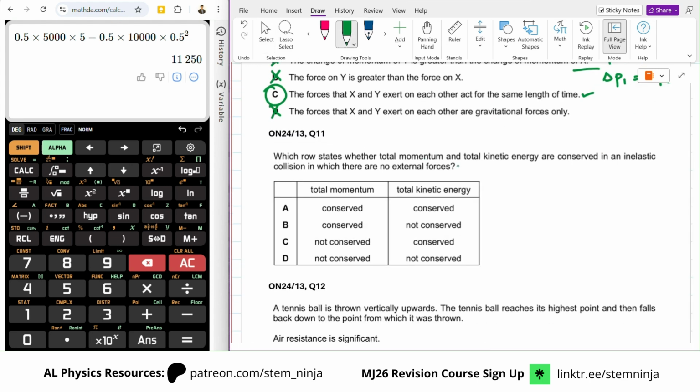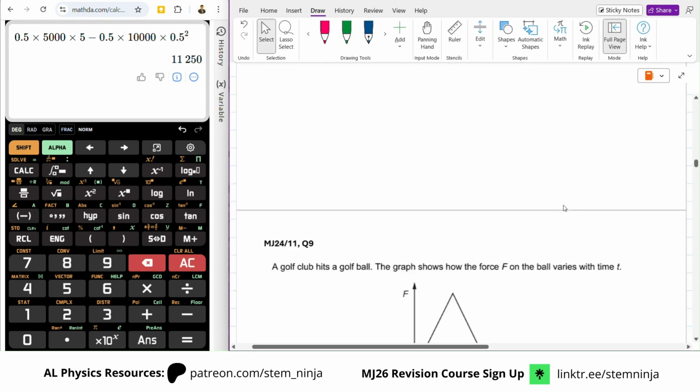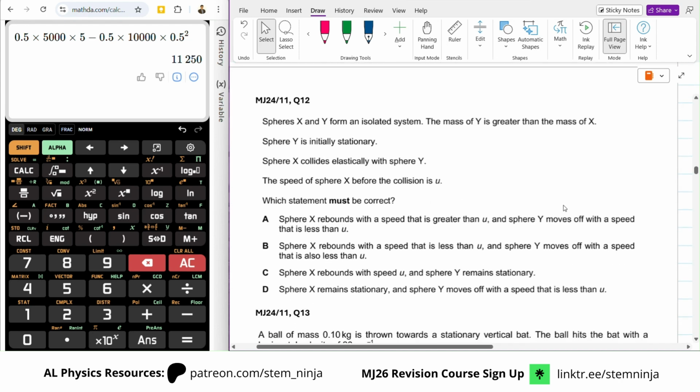Which row states whether total momentum and total kinetic energy are conserved in an inelastic collision in which there are no external forces? So, inelastic, so that means kinetic energy is not conserved. Total momentum is conserved, so B. So process of elimination can speed up the process very quickly. We've already done these.